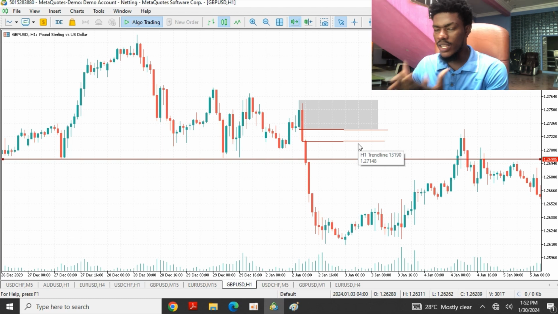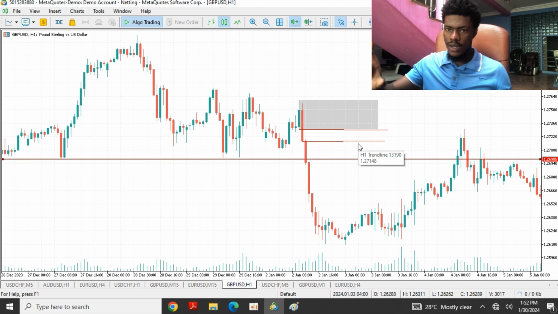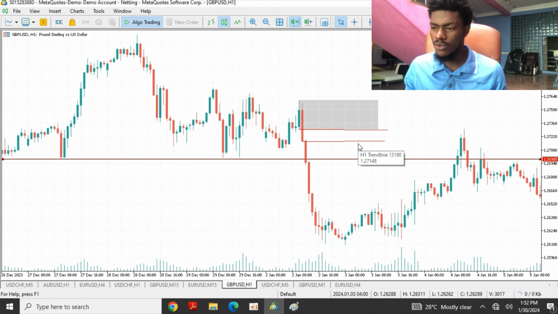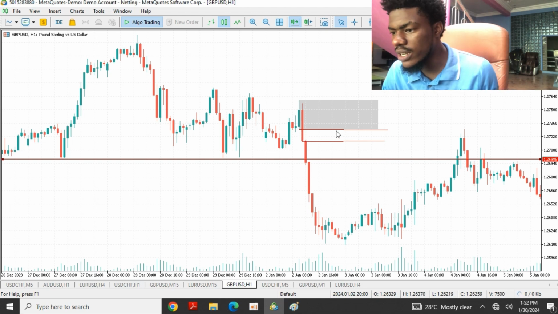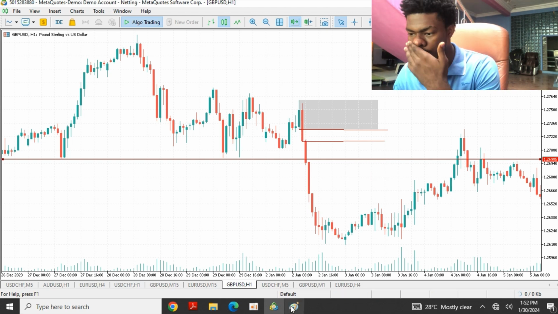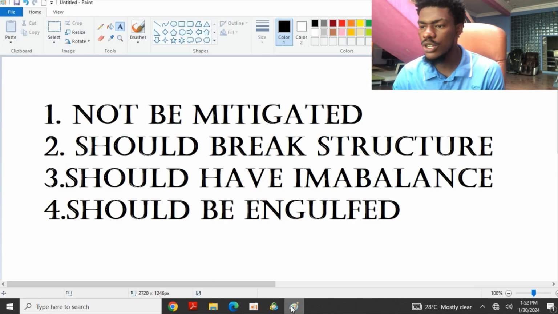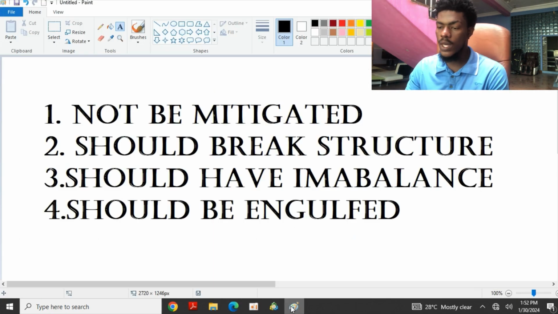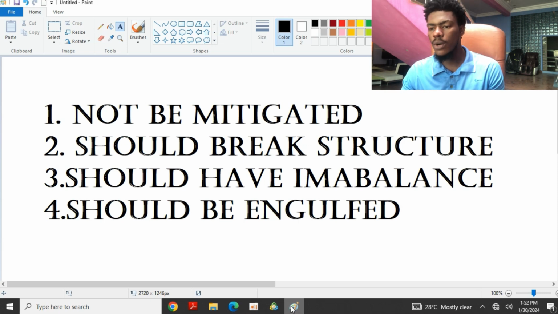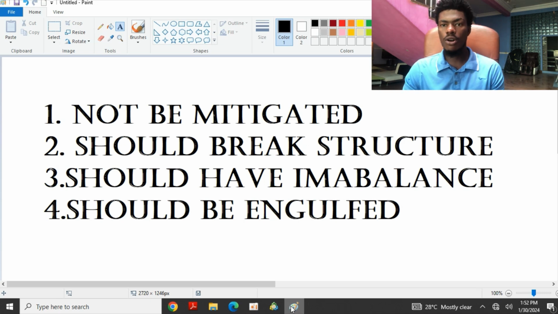The order block should create an imbalance. You understand what I'm talking about? In between that, if you start counting the candles from your order block, the 2nd candle, then the 3rd candle, it should have an imbalance. That's what we know to be fair value gap, you understand? So it's already created an imbalance. So the order block has fulfilled 3 properties now. The first one, it should not be mitigated. It fulfilled that one. It should break structure. It fulfilled that one. It should have an imbalance. It fulfilled that one. And the 4th one is, it should be engulfed.